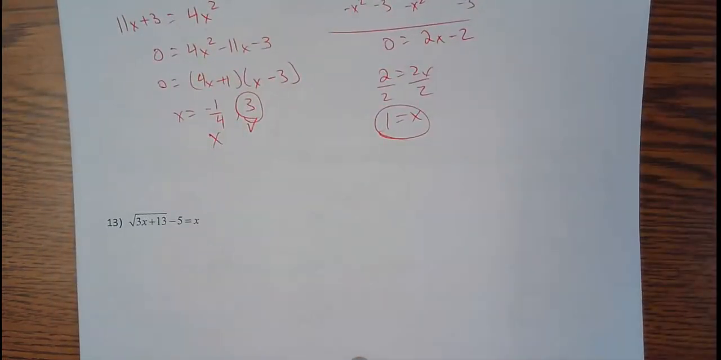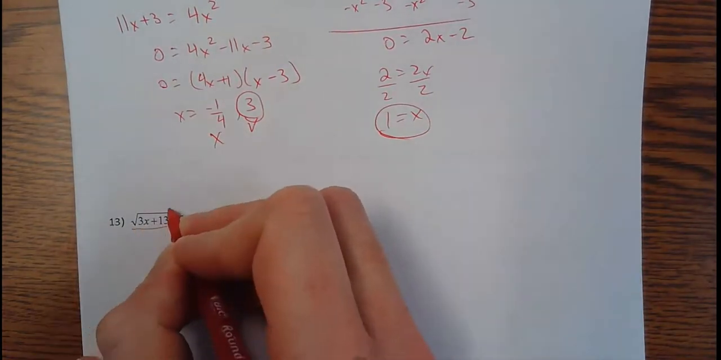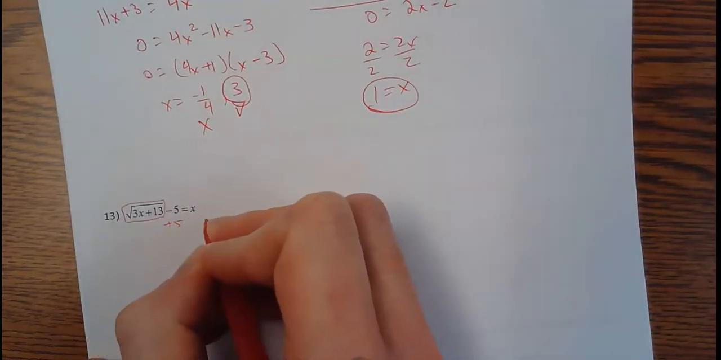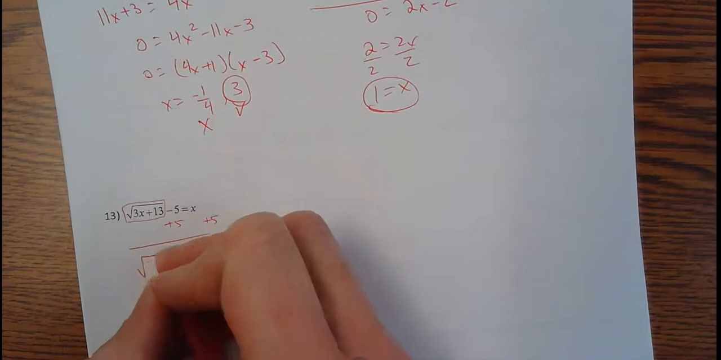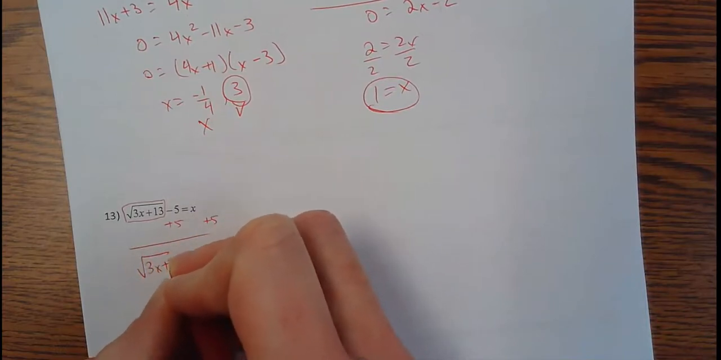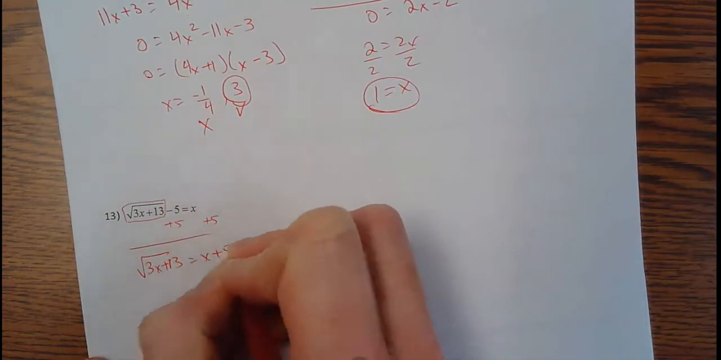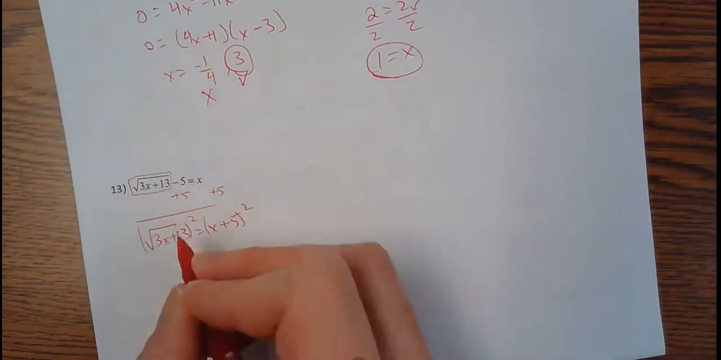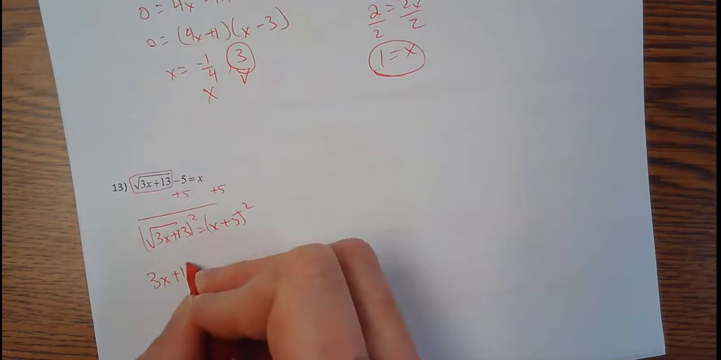Then the last situation here. Here's the radical. It's not by itself, so get the 5 out of there first. So I'm going to add 5 to both sides. So square root of 3x plus 13 would equal x plus 5. I got the radical by itself, now square. So this would be 3x plus 13.